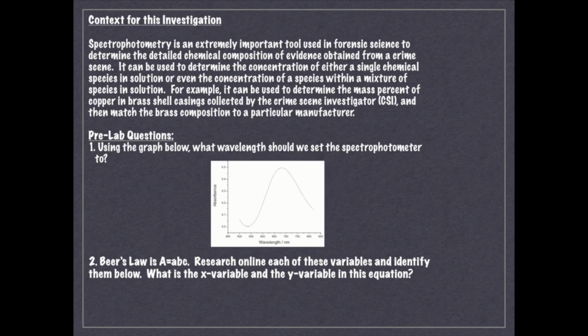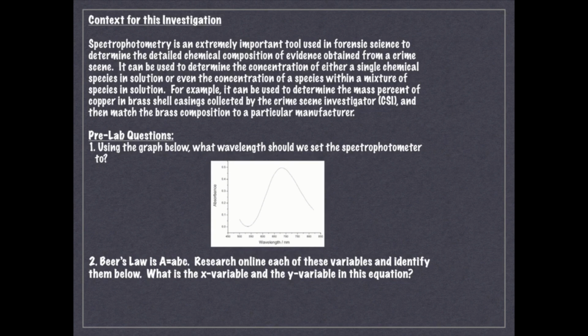So we want the maximum absorbance, but it has to be less than 1. So if you look at this graph, the peak is already less than 1, so figure out what that wavelength is where you have that peak, and that's what we're going to set our spectrophotometer to at the very beginning of the lab, and then we won't change it.